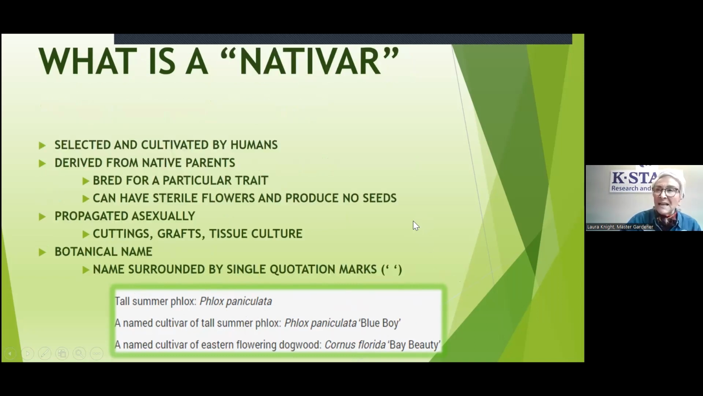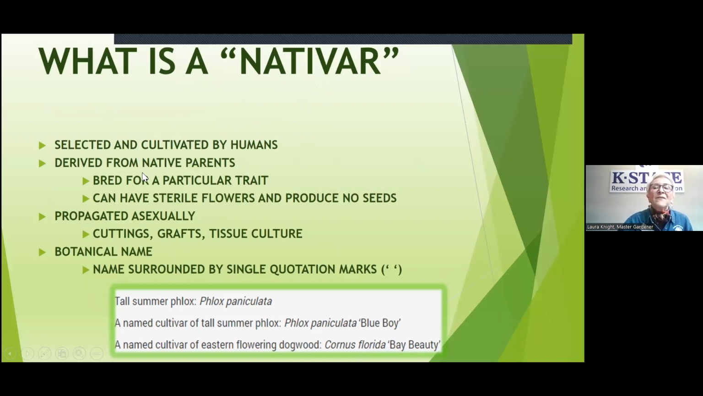Now you say a nativar. And I am putting this in because there are always people who say, I only use natives. Well, if they use natives, then they cannot use nativars. But many of us use nativars, and that is parallel to cultivar. It is also selective and cultivated by humans.